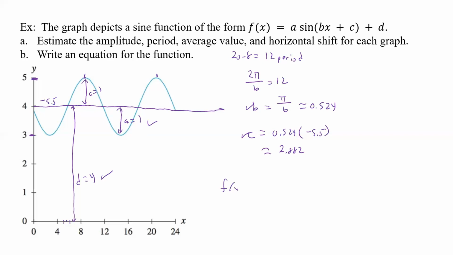So f of x equals a, which is 1, so we don't need to put anything. Sine b, which we said was 0.524 times x, and then, oops, there's a negative there, and then minus 2.882, and then d we said was 4, so plus 4. Okay, so that, in theory, should be what our answer is.